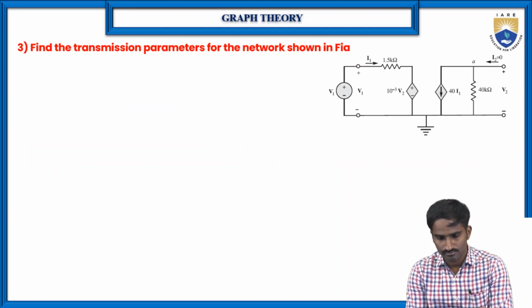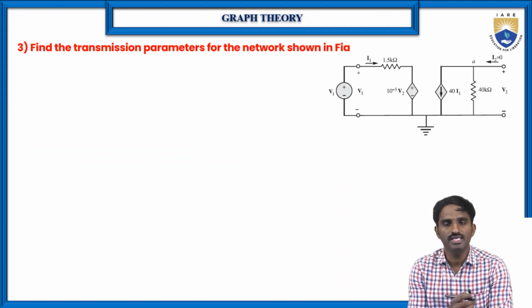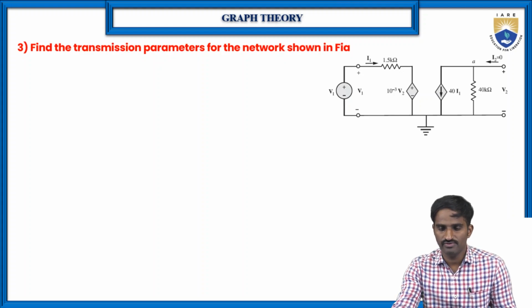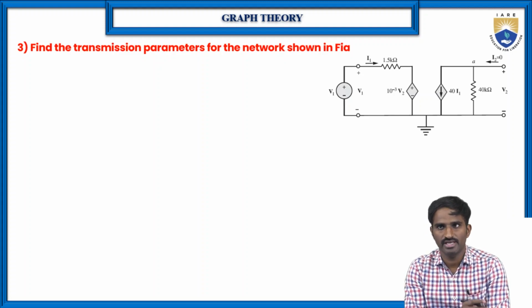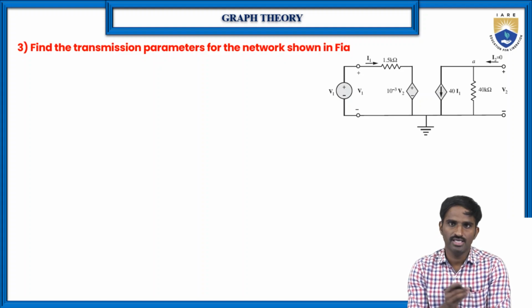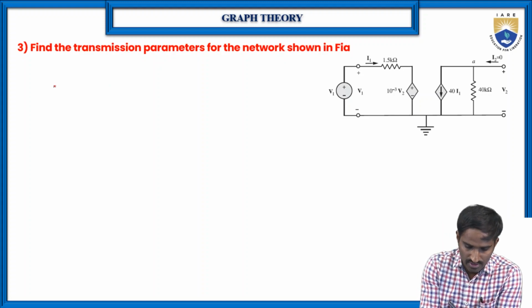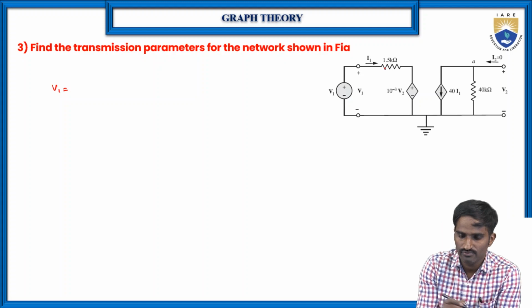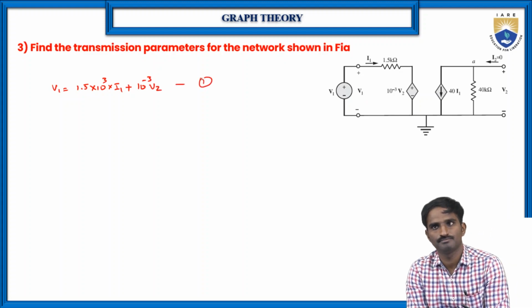So then here, how to find these A and C transmission parameters? The same way, first let me write, because here you have two loops: one on the left side and another on the right side. First let us apply the KVL to the first loop. If you apply the KVL to the first loop, V1 is equal to 1.5 kilo ohms into I1. So 1.5 into 10 to the power of 3 into I1 plus 10 to the power of minus 3 into V2. Let us consider this is equation number 1.